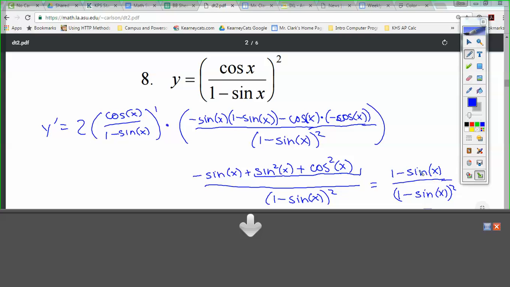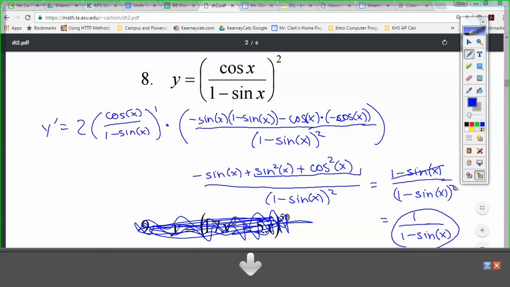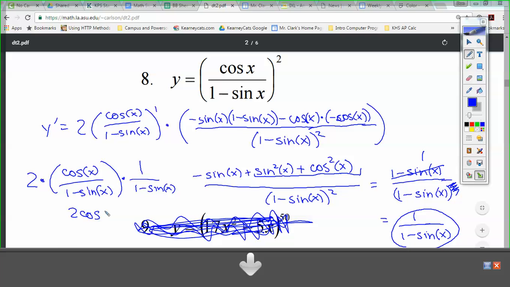And so I get 1 minus sine, and then the bottom is 1 minus sine times 1 minus sine. So one of these cancels with one of these. And so I end up with 1 over 1 minus sine. But then I got to remember this stuff. So I end up with 2 times cosine x over 1 minus sine, and then times 1 over 1 minus sine. Now I could leave it like that, but it's basically 2 cosine on top and 1 minus sine quantity squared, because you just multiply your top and bottom. That would be the best answer.